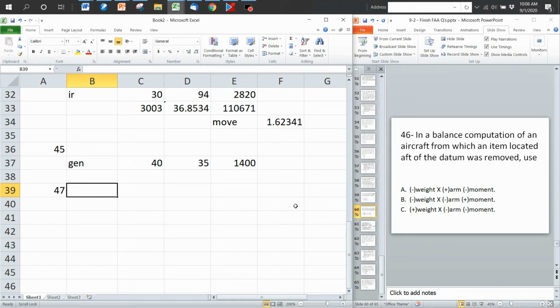On 47, here we are. Let's see if it leaves it for me.